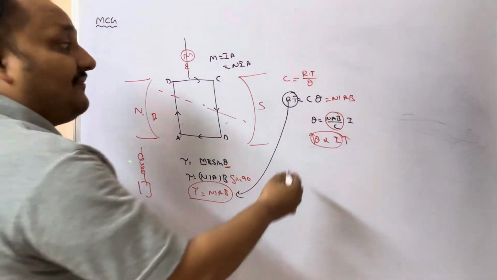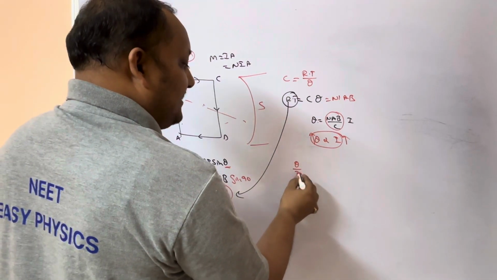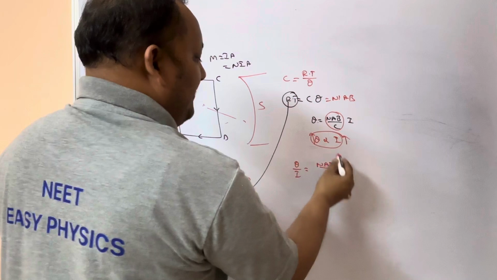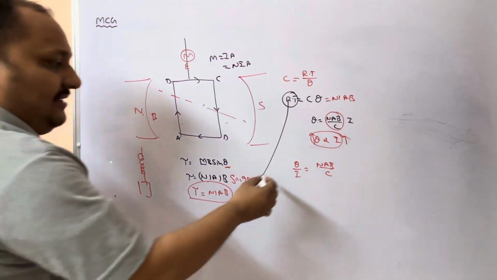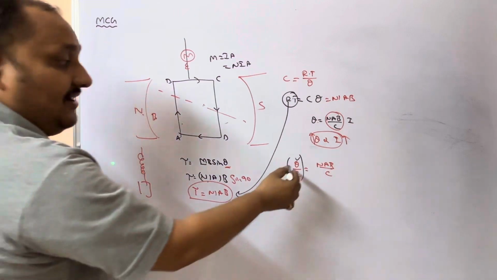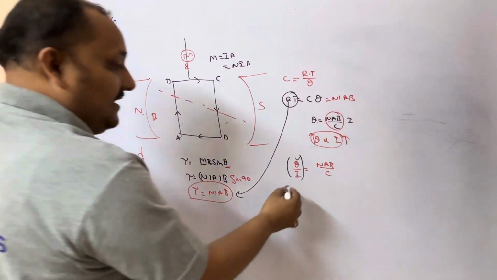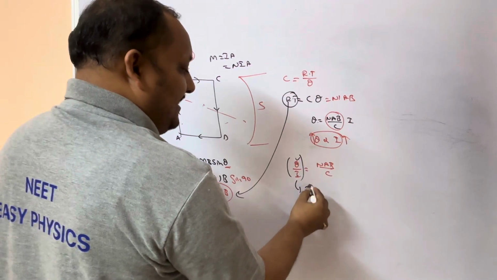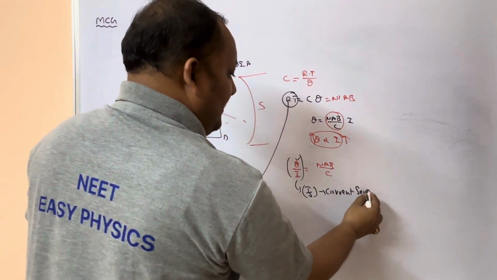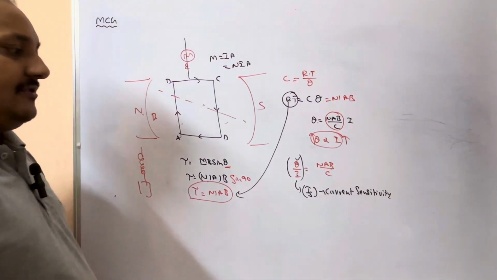The amount of deflection per unit current, we are calling it NAB by C, isn't it? So large deflection for a small amount of current. If it is making large deflection for a small amount of current, that is only current sensitivity. Current sensitivity. So generally this is a common word they are going to use.